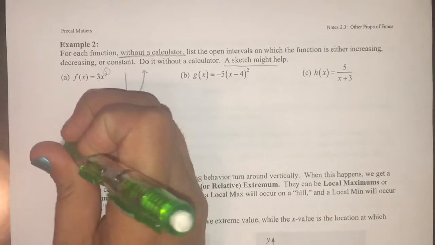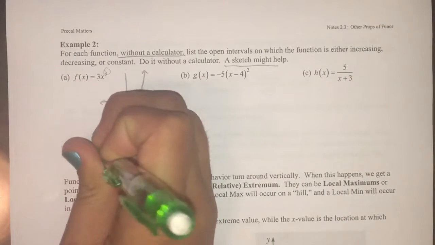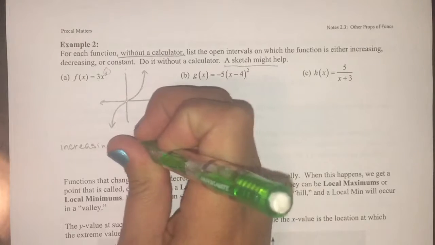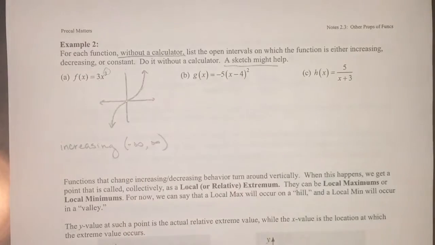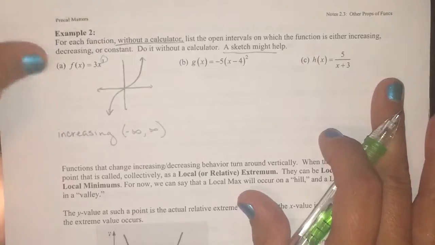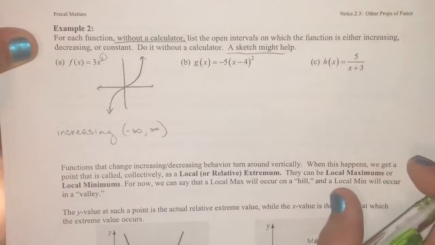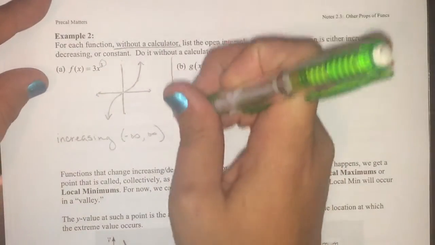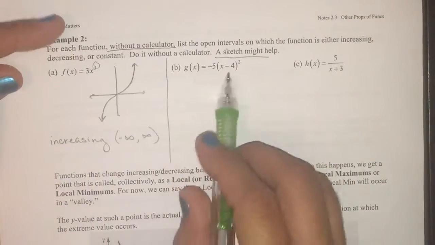So this function is increasing for the entire domain. Okay, and I don't feel any need to write that it's not decreasing or not constant, because we already said that it's increasing for the entire domain. So we don't need to write anything else about the other section. Okay, look at this one.